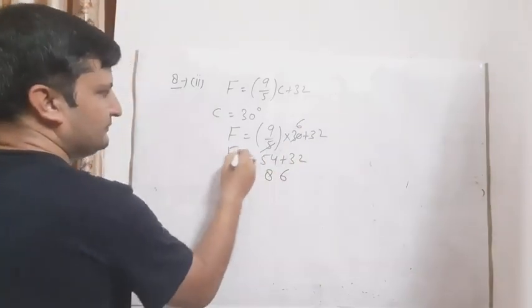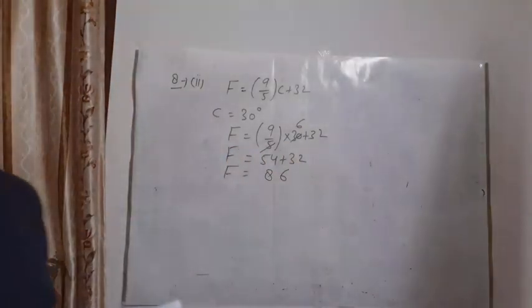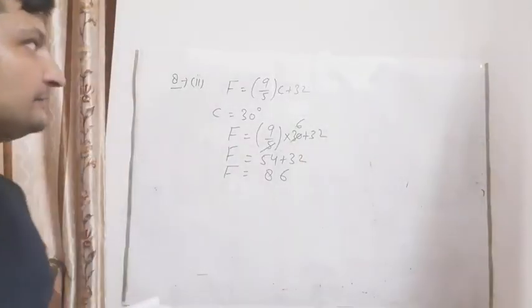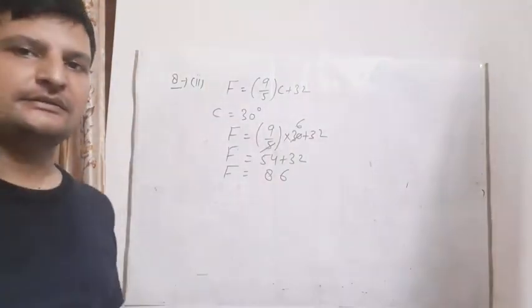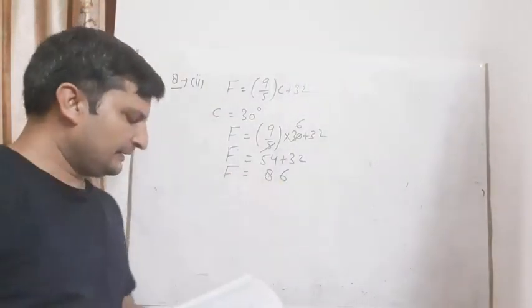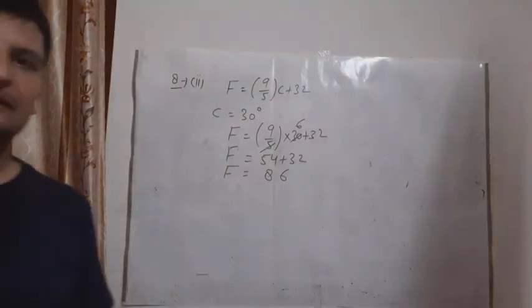So the value in Fahrenheit scale, if the value of C is 30 degrees Celsius, the value of F becomes 86. This is the right answer.